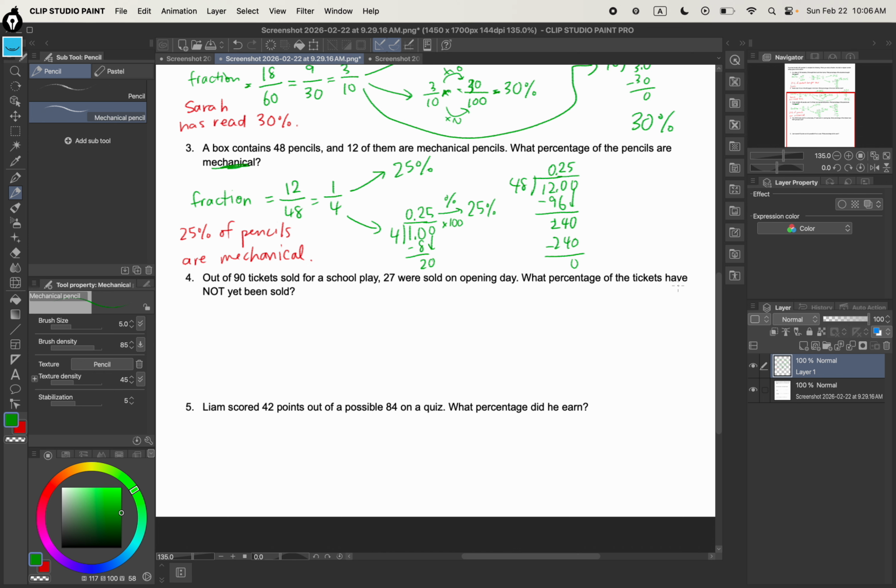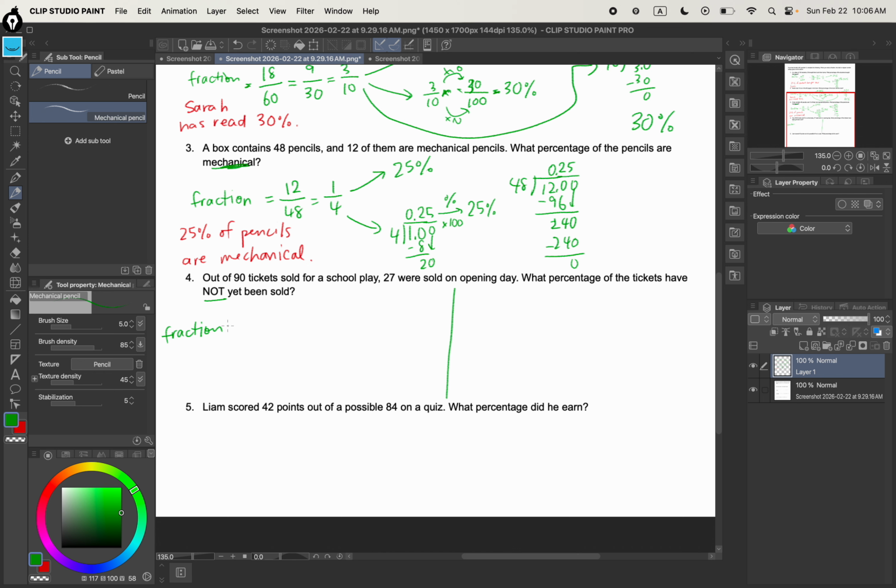What percentage of tickets have not yet been sold? Okay, here's where we have 2 options. We need to find the percentage of tickets that have not been sold. They didn't tell us how many weren't sold. So you can either find the fraction of tickets that have not yet been sold, or you can find the percentage of the tickets that have been sold, and then you do 100 minus that. So we're going to do both, okay?